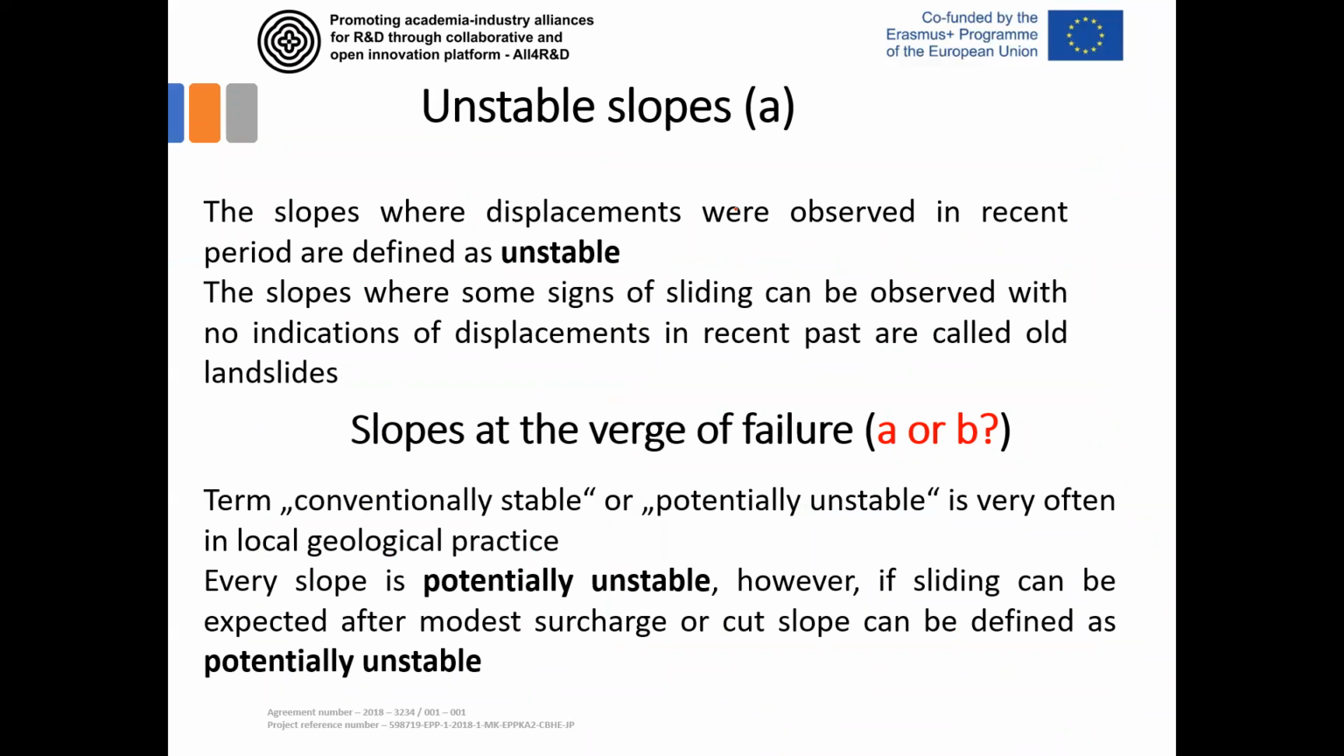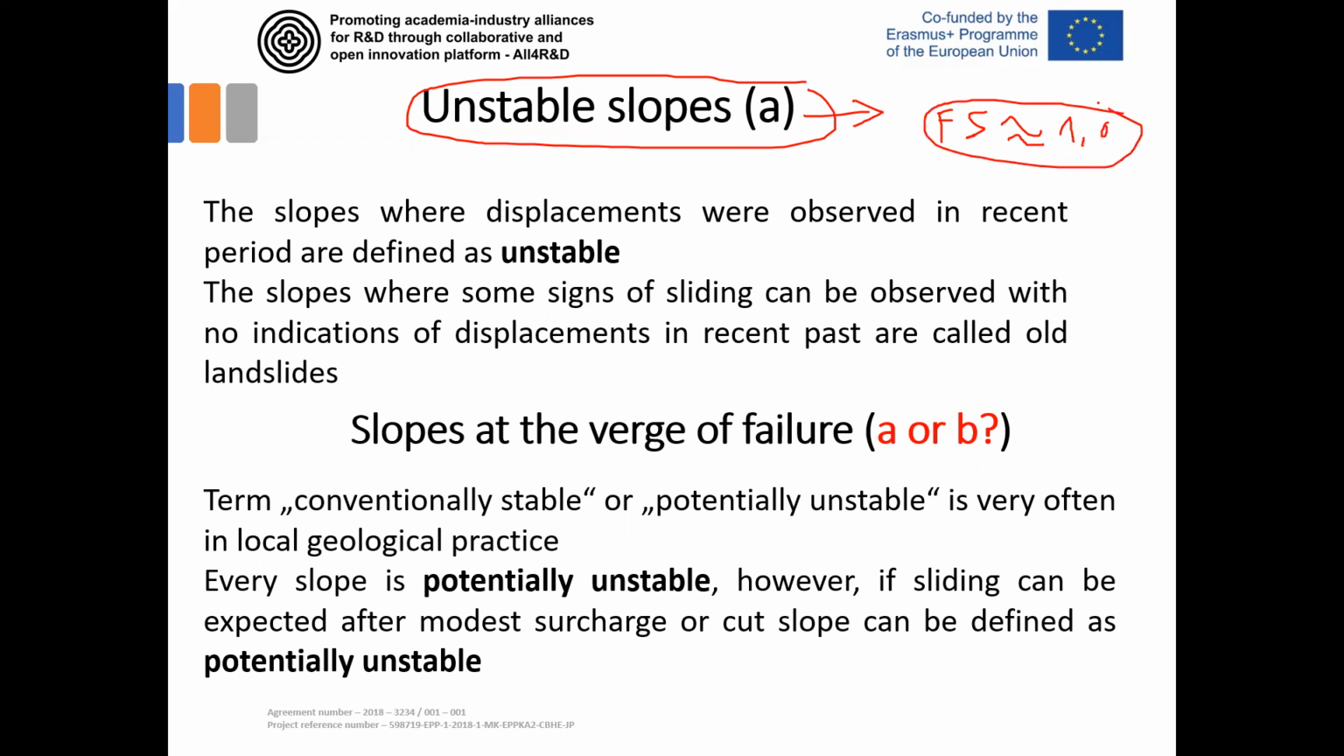Regarding the unstable areas, we can also define two parts of instabilities. First one is unstable slope. Unstable slope is some slope that is at the verge of failure, that is actually at the limit of the equilibrium. It is in theory defined as safety factor of that slope is near to 1.0.